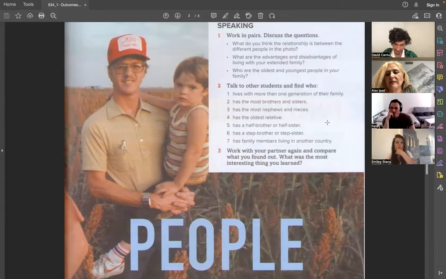And family members living in a different country. Okay, so talk about this. And that's it. If you're finished, you can always ask extra questions related to the family, things like that. So let's join our partner here for this conversation.